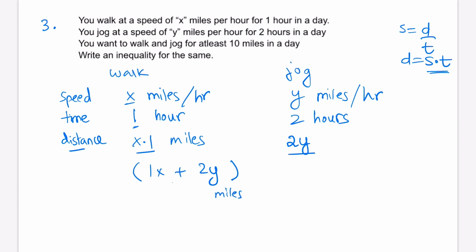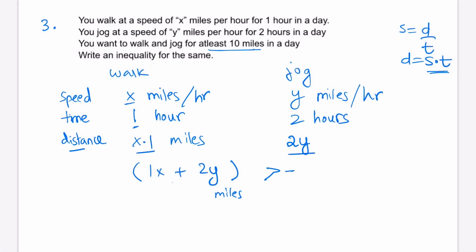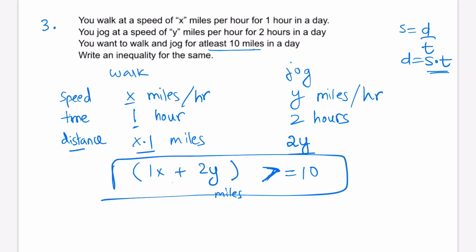And you want to walk and jog for at least 10 miles a day. So it should be greater than or equal to 10. At least means greater than or equal to. So this is the answer for this problem. 1x plus 2y should be greater than or equal to 10. This is the inequality for the problem, again an inequality with two variables x and y. Remember, speed is distance over time. Distance is speed times time. This is an important thing that you must remember.